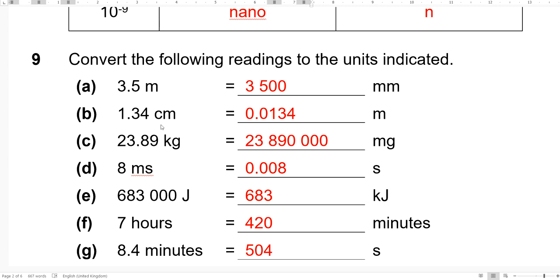We use joules to measure energy, and 683,000 joules. That is a large number. Can you imagine if you have to keep writing so many zeros? It's troublesome. So sometimes we want to convert it to kilojoules.